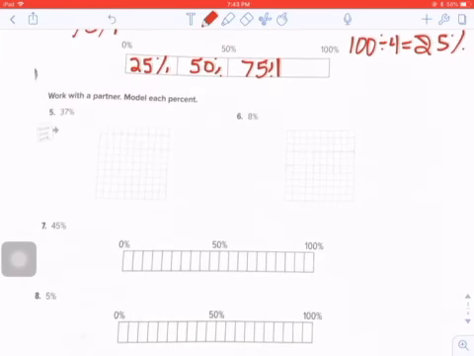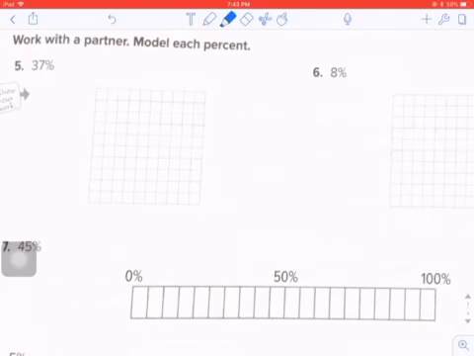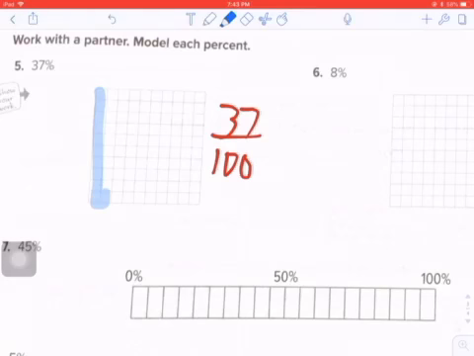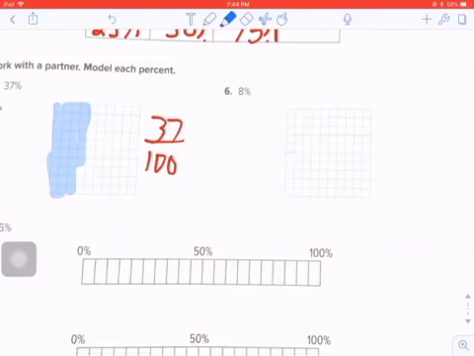Okay, so down below, you're going to shade in the percents they give you. Alright, so number 5, they want 37%. Since this is a hundredths grid, shade 37 out of 100. So I can count 10, 20, 30. I just have to count 7 more. So that'd be 37%. Next one's 8%, which means 8 out of 100. So I'm simply just going to count 8 and shade 8.